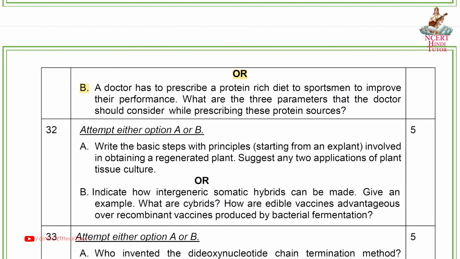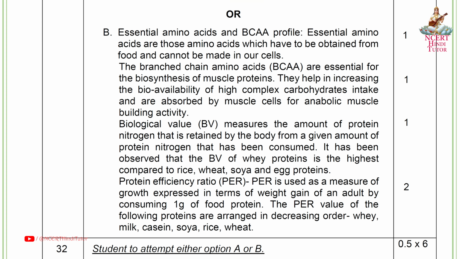Or B. A doctor has to prescribe a protein-rich diet to sportsmen to improve their performance. What are the three parameters that the doctor should consider while prescribing these protein sources? Answer. Essential amino acids and BCAA profile. Essential amino acids are those amino acids which have to be obtained from food and cannot be made in our cells. The branched chain amino acids BCAA are essential for the biosynthesis of muscle proteins.